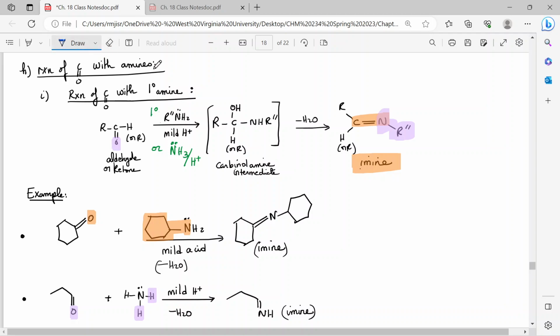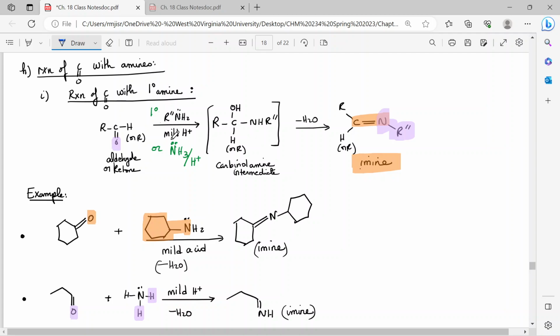Ammonia derivatives are also neutral nucleophiles, and those can react with carbonyls in the presence of a mild acid. The acid that we use here is different than the acid that we use with alcohol and water. The acid here is used in the second step of the reaction. So in the first step, the nucleophile is going to attack the carbonyl. There will be no protonation of the oxygen in the mechanism.